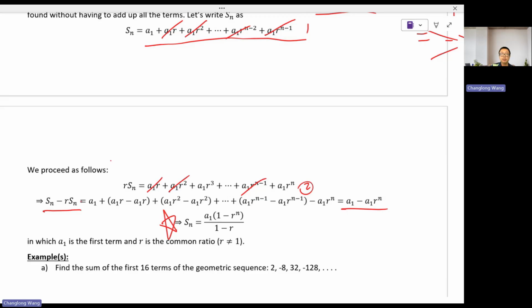So now what you can do is solve for s sub n. I guess you can factor out what s sub n is, right?